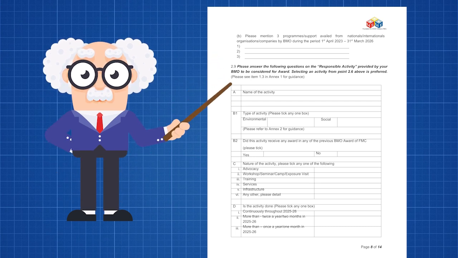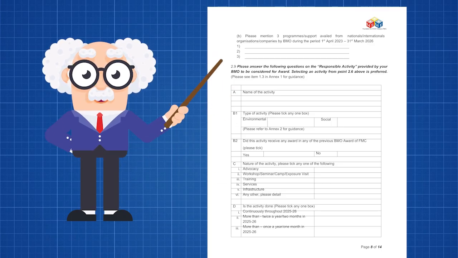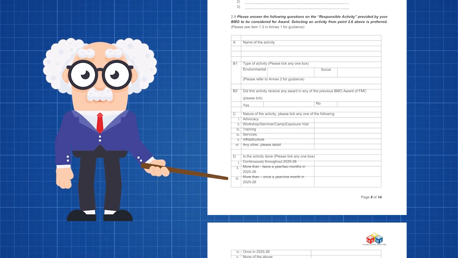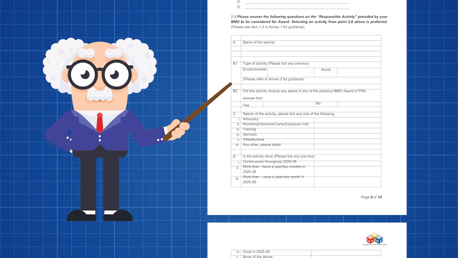Point 2.9, Detailed description of the responsible activity. This is the most detailed and important part of the form because this is the specific activity that will actually be considered for the award. It's recommended that you select one activity from the 5 you listed earlier in Point 2.6. Let's go through each row. Row A, write the name of the activity. Row B1, tick whether this activity is environmental or social in nature. If you need guidance on what falls under each category, refer to Annex 2.